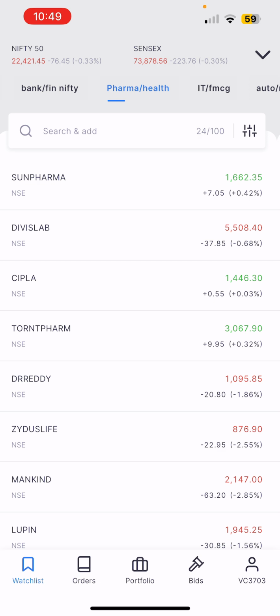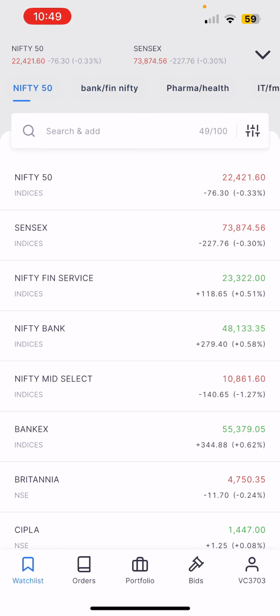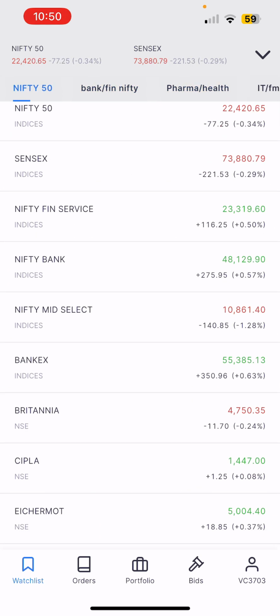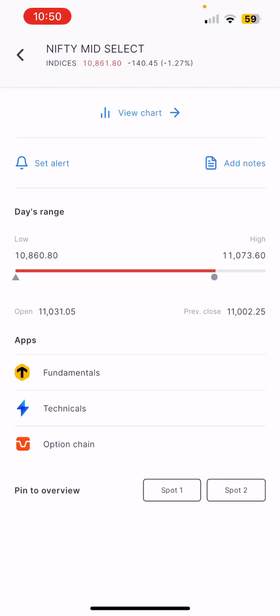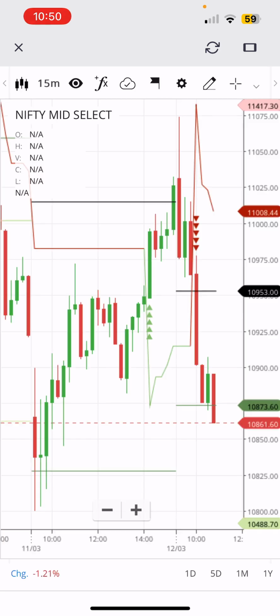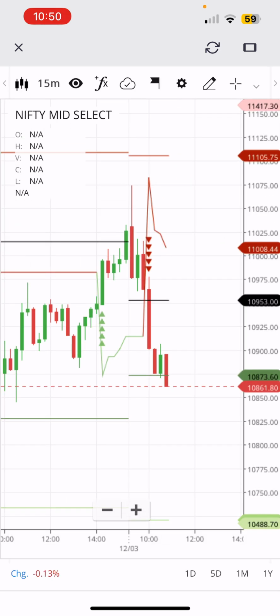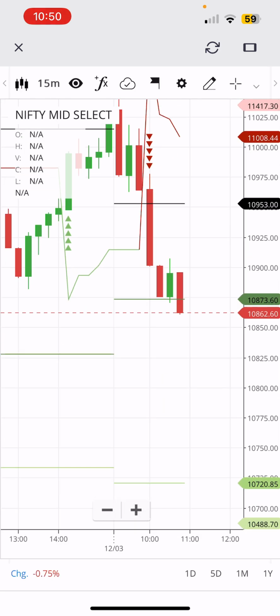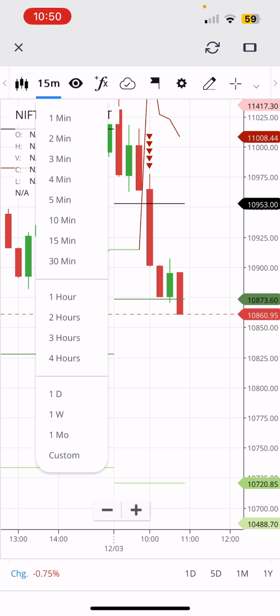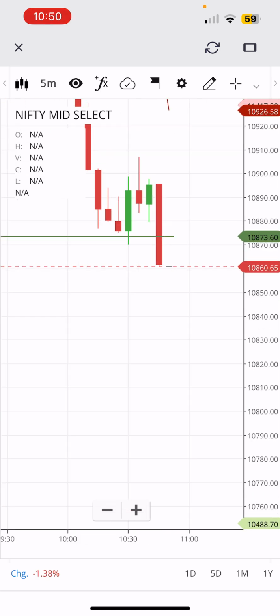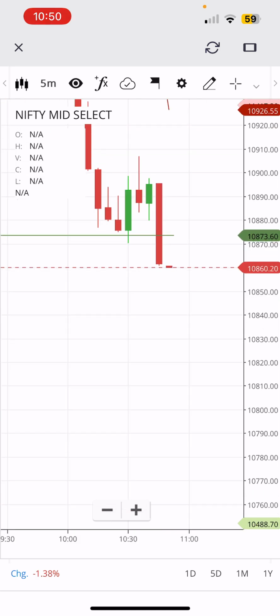What about the stop loss? Stop loss is basically your risk reward ratio, how you need to plan. Now example, let's see Nifty Midcap. Midcap has given a very good drop in the morning and still there is no further support, it is at 10825. Now let's change to 5 minutes. See, the drop is there, now 10,873.